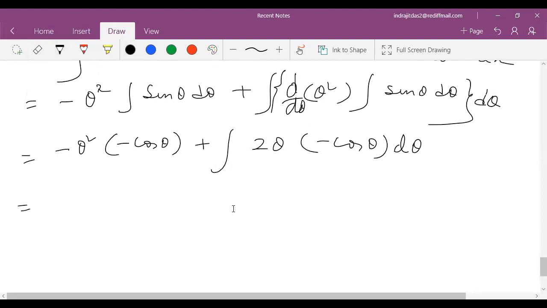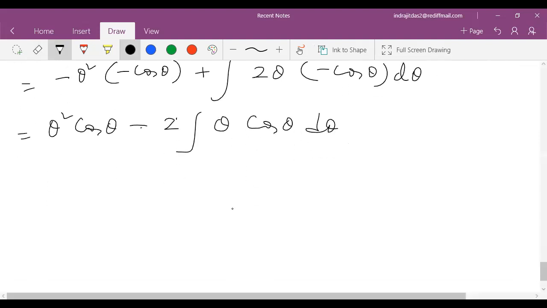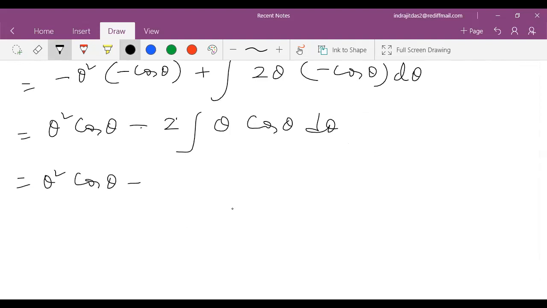So your answer is coming here is plus theta square cos theta, because minus minus plus it will become minus. So it is minus here, minus 2 outside theta cos theta d theta. Once more by parts. So it will become theta square cos theta minus 2, theta is outside, cos theta integration d theta minus by parts. Again we are doing by parts.